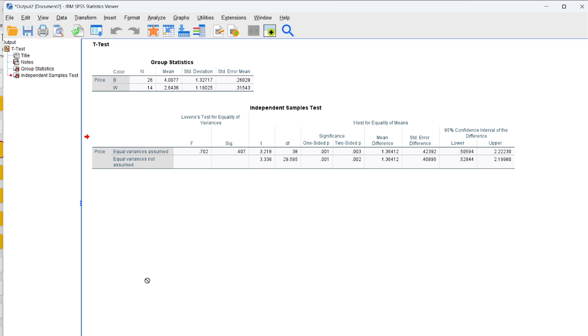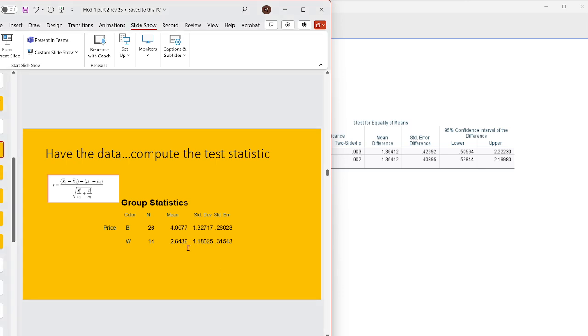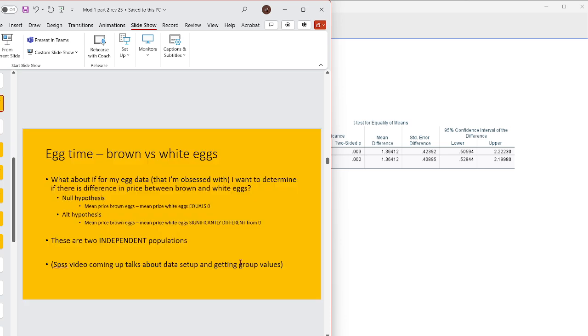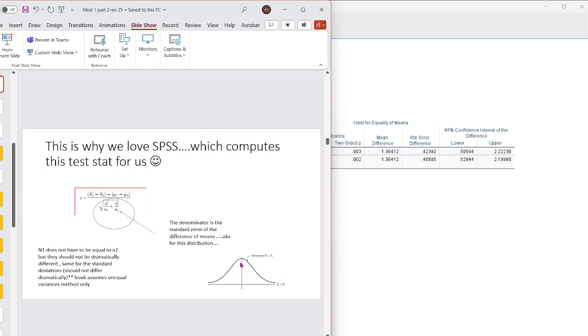But the gray stuff is just our SPSS output now. So you see price and it says equal variance assumed, equal variance not assumed. This is Levene's test. This is testing for whether or not the two variances are equal. Remember, variance is the squared standard deviation. Standard deviation is in the same measure as the data, so it's much more interpretable.